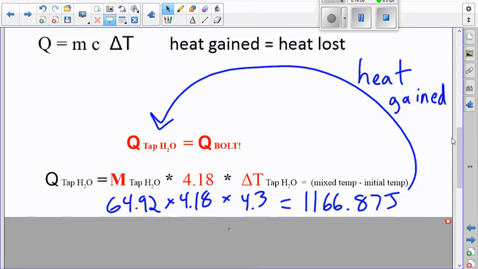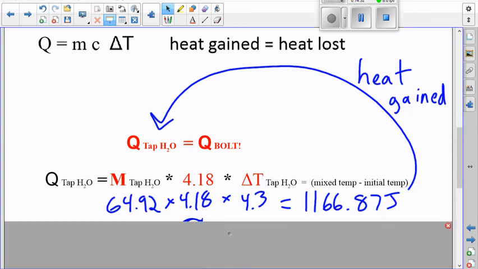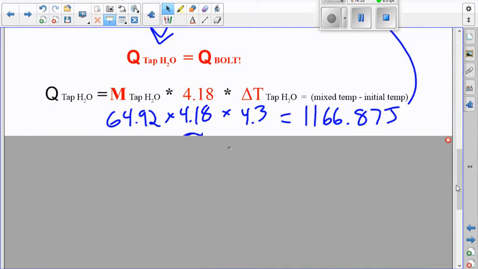So this is a great conversation. This is why we talked about no negative Q's yesterday. So negative is just telling us the direction, whether it went in or out. And so instead of using negative, we just talk about direction. So this is how much heat the water gained, and this is also how much heat the bolt lost. Okay? So if this is how much heat the water gained, 1,166.87, that must be the same heat energy that the bolt just lost. And we're not going to worry about that negative symbol, because we're already talking about the direction. We know it's lost heat, not gained heat.